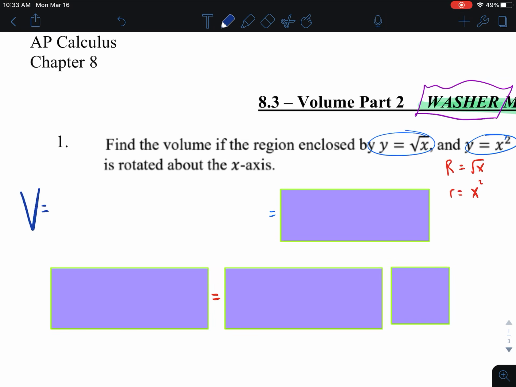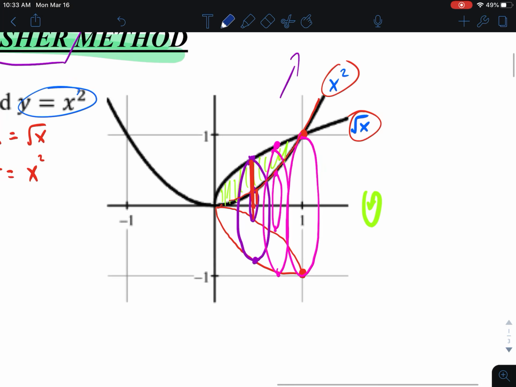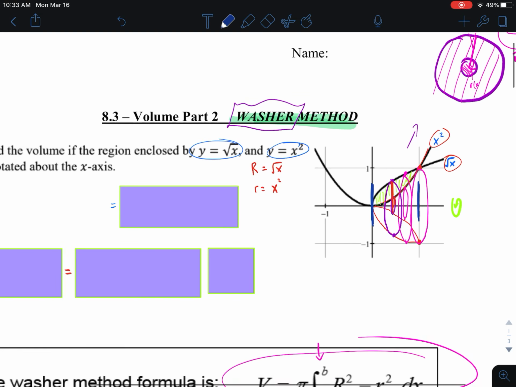Volume equals, it couldn't hurt to start with that. Well, we know it's pi, circle's involved. The integral, since we're adding all these washers up, and where am I going from? Well, if they're lined up like this, then I'm going from here to the end, which is right here. So that'd be 0 to 1.